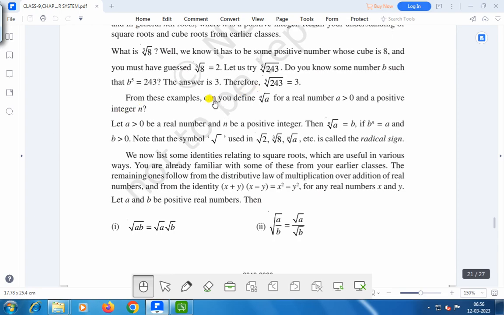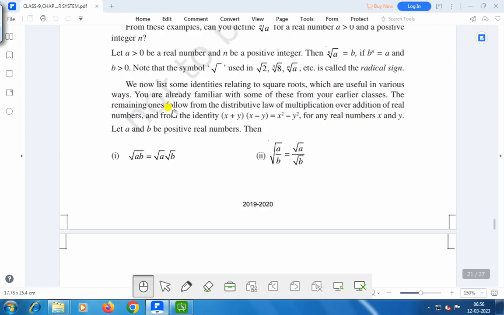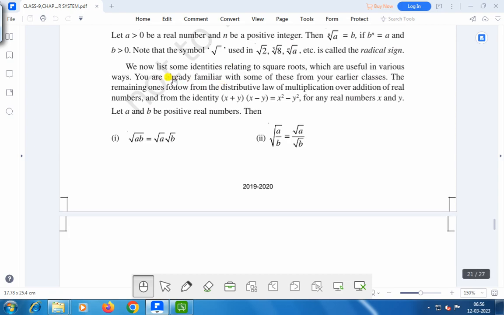From these examples, can you define the nth root of a for any real number a greater than 0 and positive integer n? Let a greater than 0 be a real number and n be a positive integer. Then the nth root of a is equal to b if b to the power n equals a and b is greater than 0. Note the symbol root is used for square root, cube root, nth root, etc., and is called the radical sign.